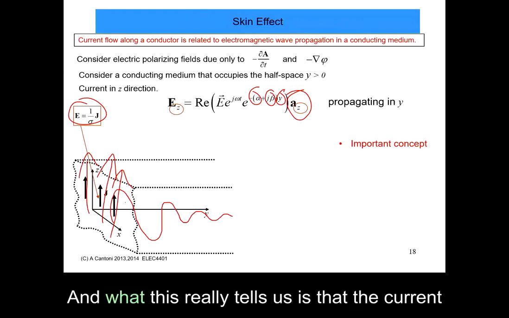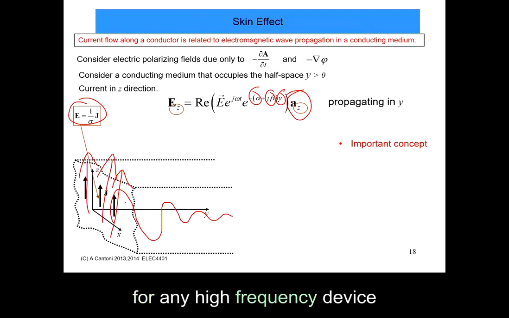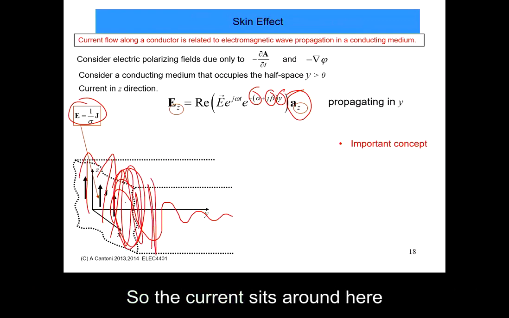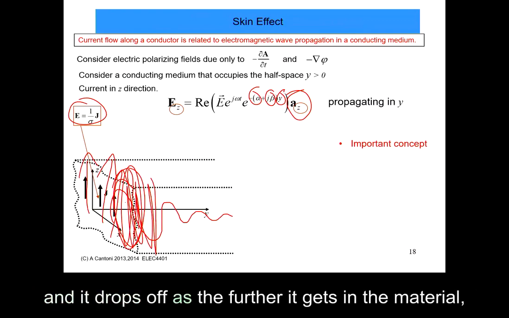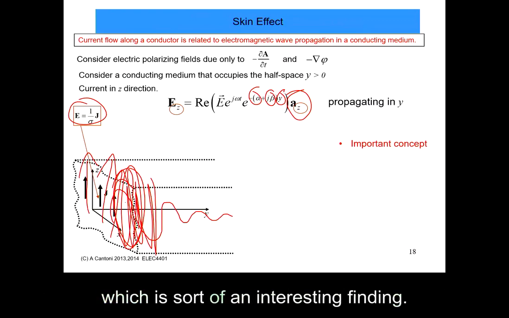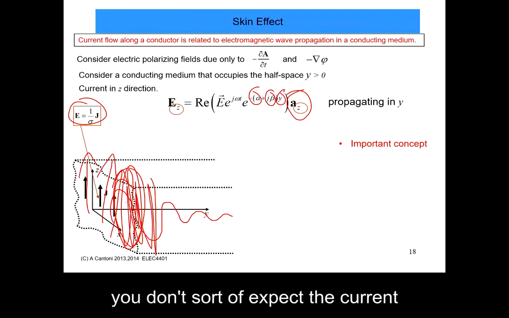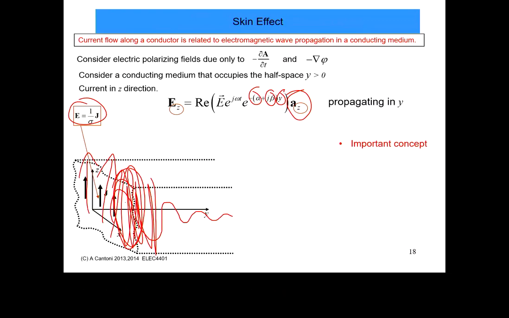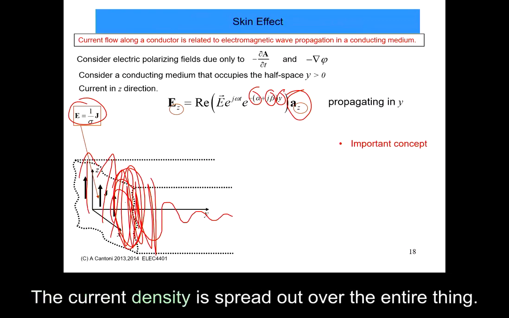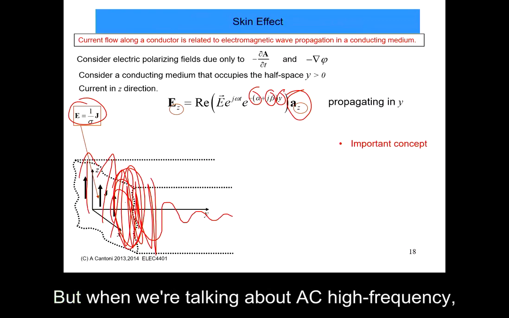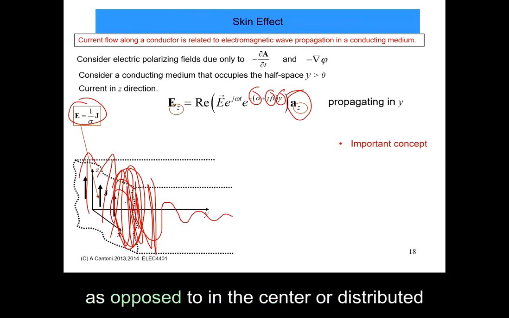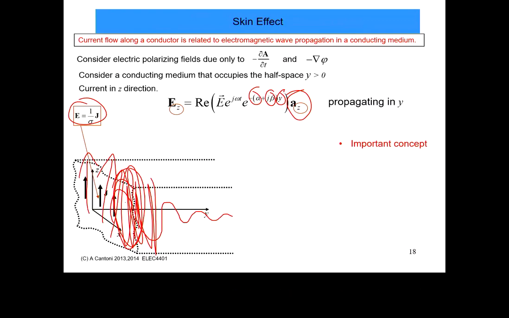into y. And what this really tells us is that the current for any high frequency device is going to be sort of concentrated on the surface, right? So the current sits around here and it drops off the further it gets in the material, which is sort of an interesting finding if you think about it. You don't expect the current in a high frequency wire to be sitting on the edges. In DC it's uniform, right? The current density is spread out over the entire thing. But when we're talking about AC, high frequency, it's all on the edges of that ring as opposed to in the center or distributed or something like that.